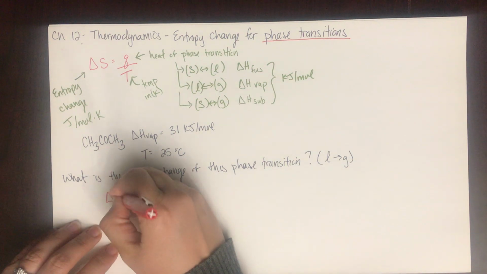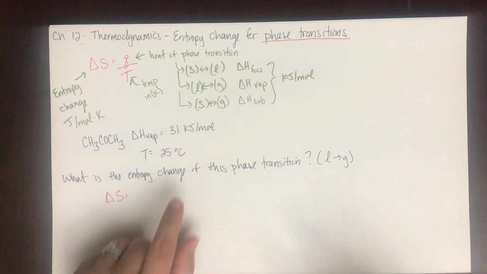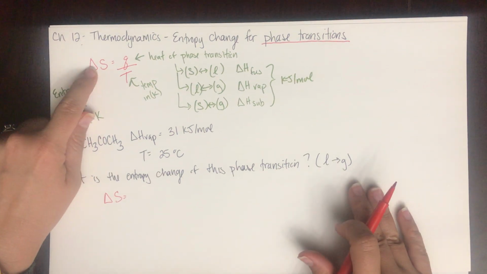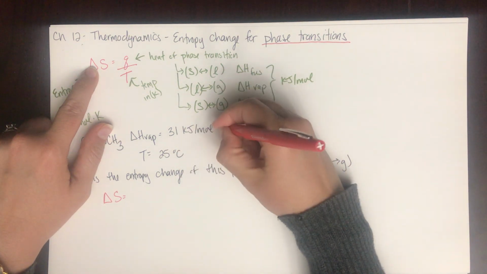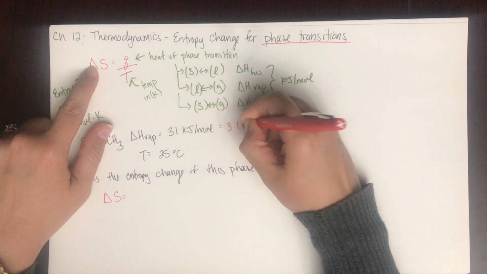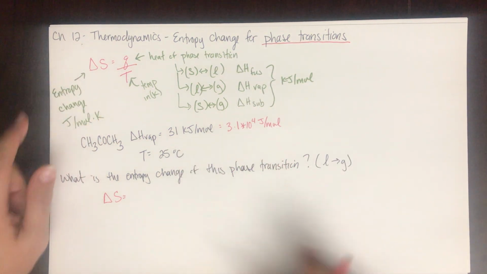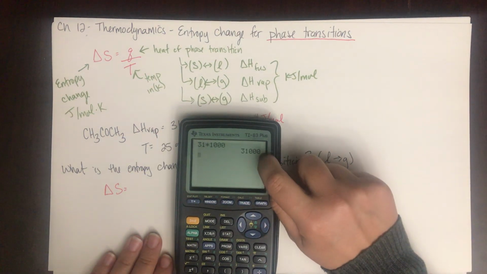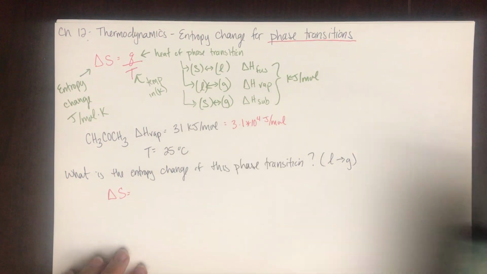So I'm going to say delta S equals Q, which in this example is going to be the heat of vaporization. And I'm going to go ahead and convert this to joules because I know I want my entropy in joules. So I know there are 1,000 joules in 1 kilojoule. So that's going to be the same as 3.1 times 10 to the 4th joules per mole. If I change 31 kilojoules times 1,000, and then I put it in scientific notation, 3.1 times 10 to the 4th joules.